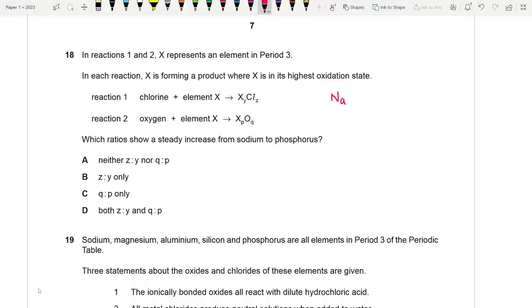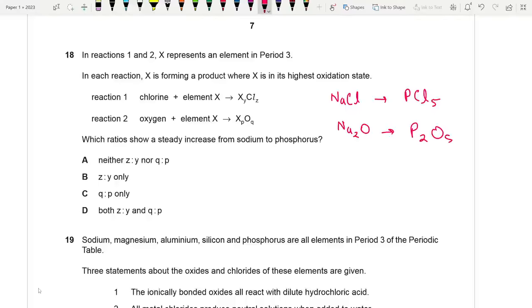So NaCl, and we can get PCl5. And for oxygen, it is Na2O to P2O5. Fine. Now, which ratios show a steady increase?